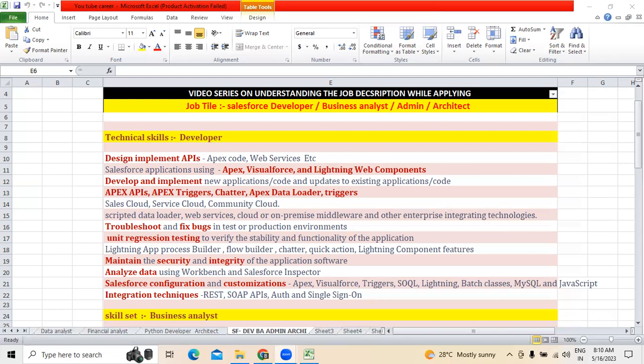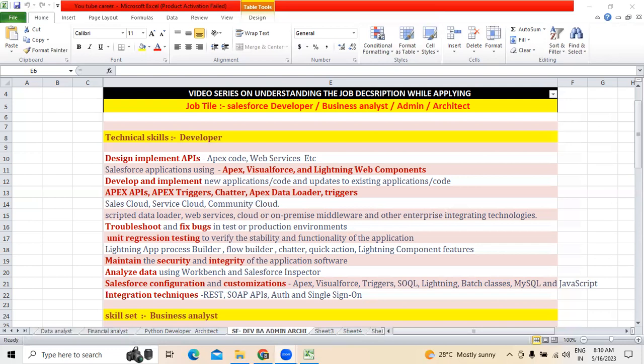So these are the four different positions with which Salesforce job opportunities are aligned. Here I'm explaining what kind of skill set an individual requires when applying for job opportunities for these four different profiles separately. The first one is technical skills, especially in reference to developers, people who are applying for job opportunities in the field of development.